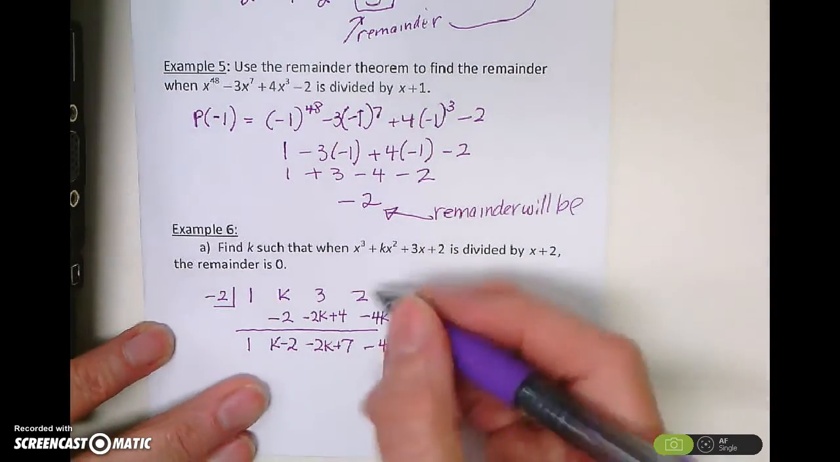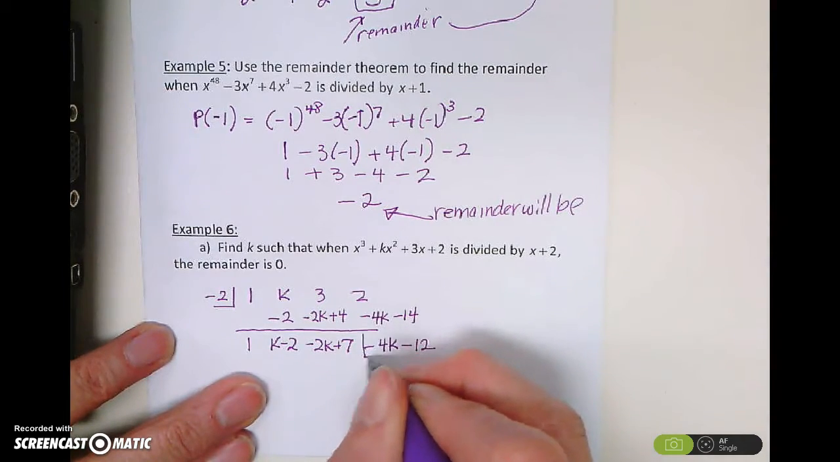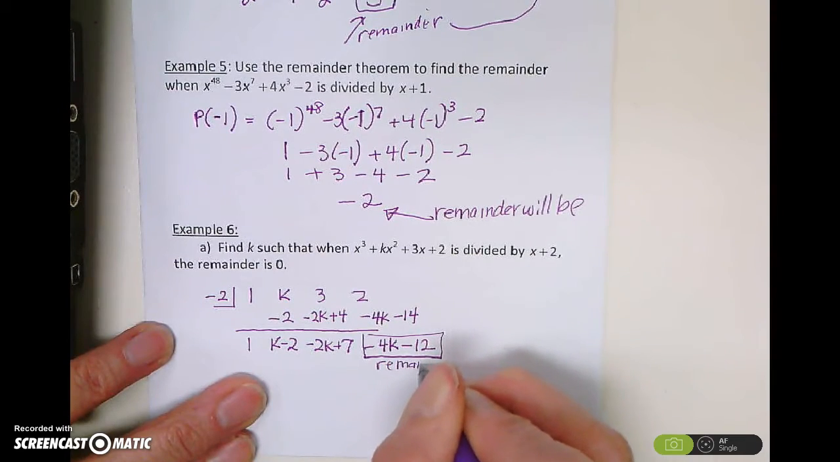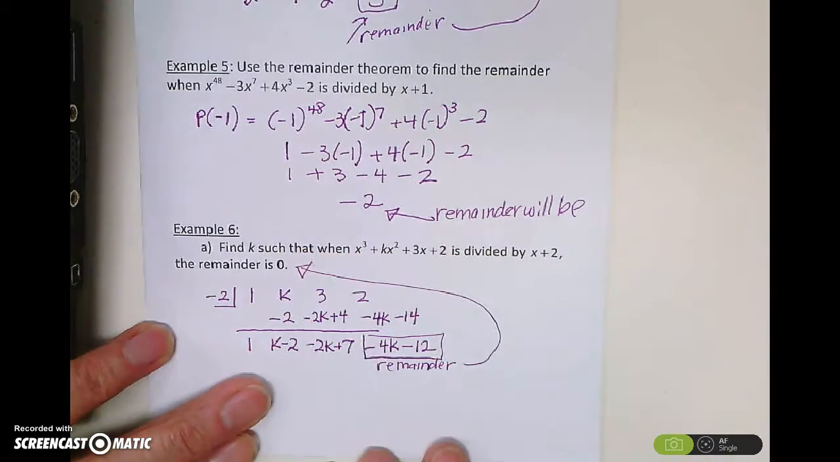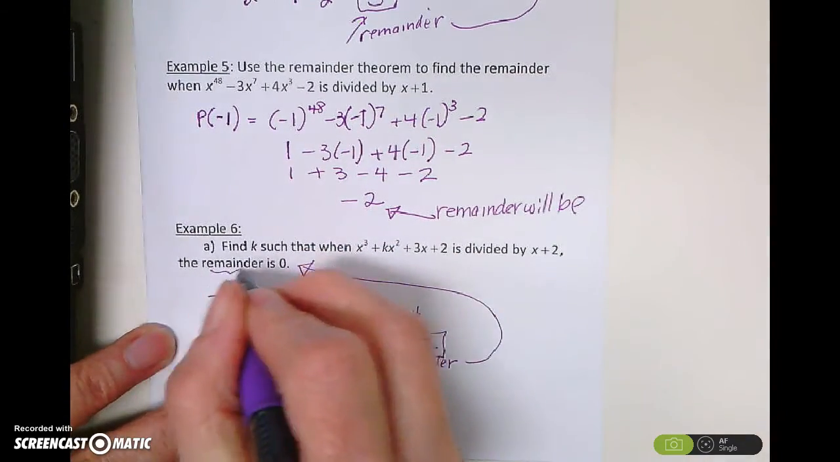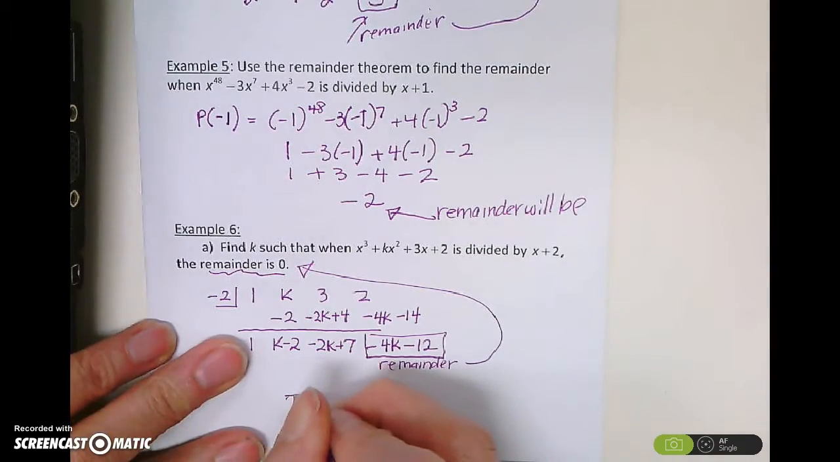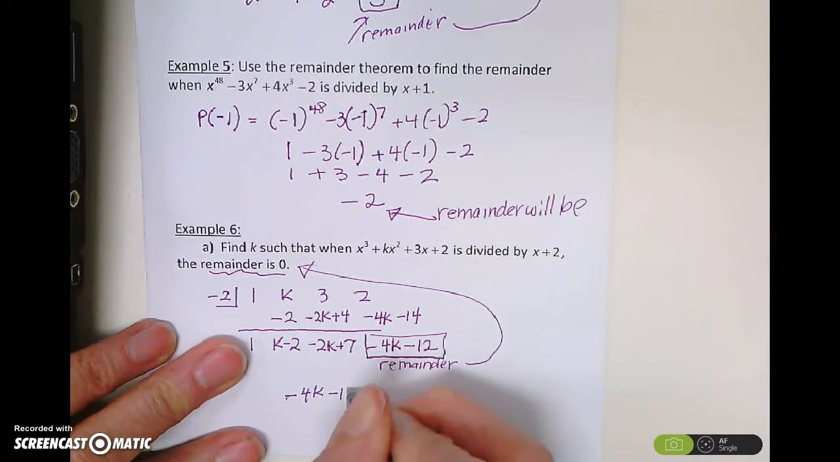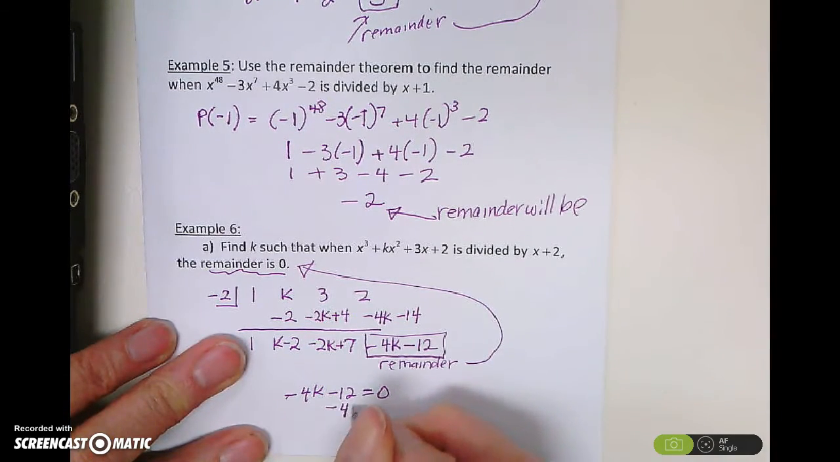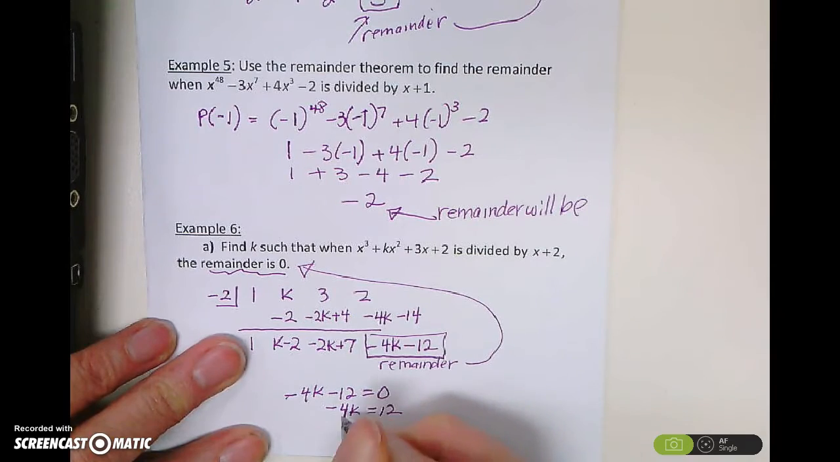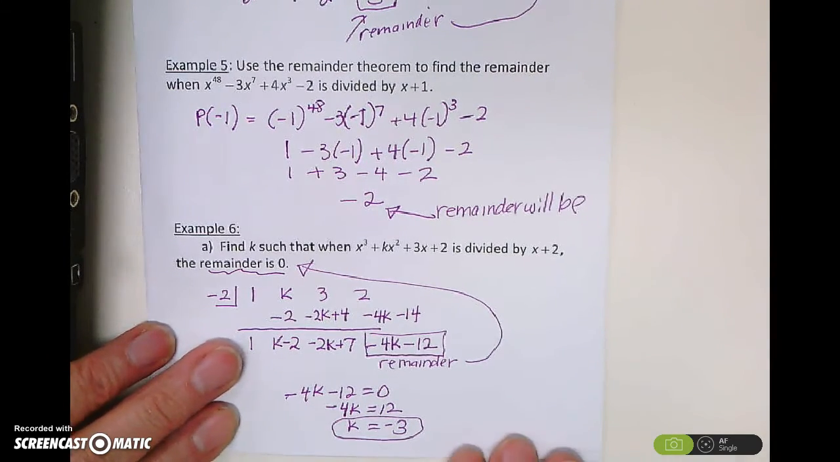So my remainder then is the result of that last, here's my remainder. And I want my remainder to be 0. So that's what that says. I want the remainder to be 0. So I'm going to take negative 4k minus 12, set it equal to 0, add my 12 over, so I get negative 4k is equal to 12, and then divide both sides by negative 4, and I get k should be equal to negative 3 for my answer.